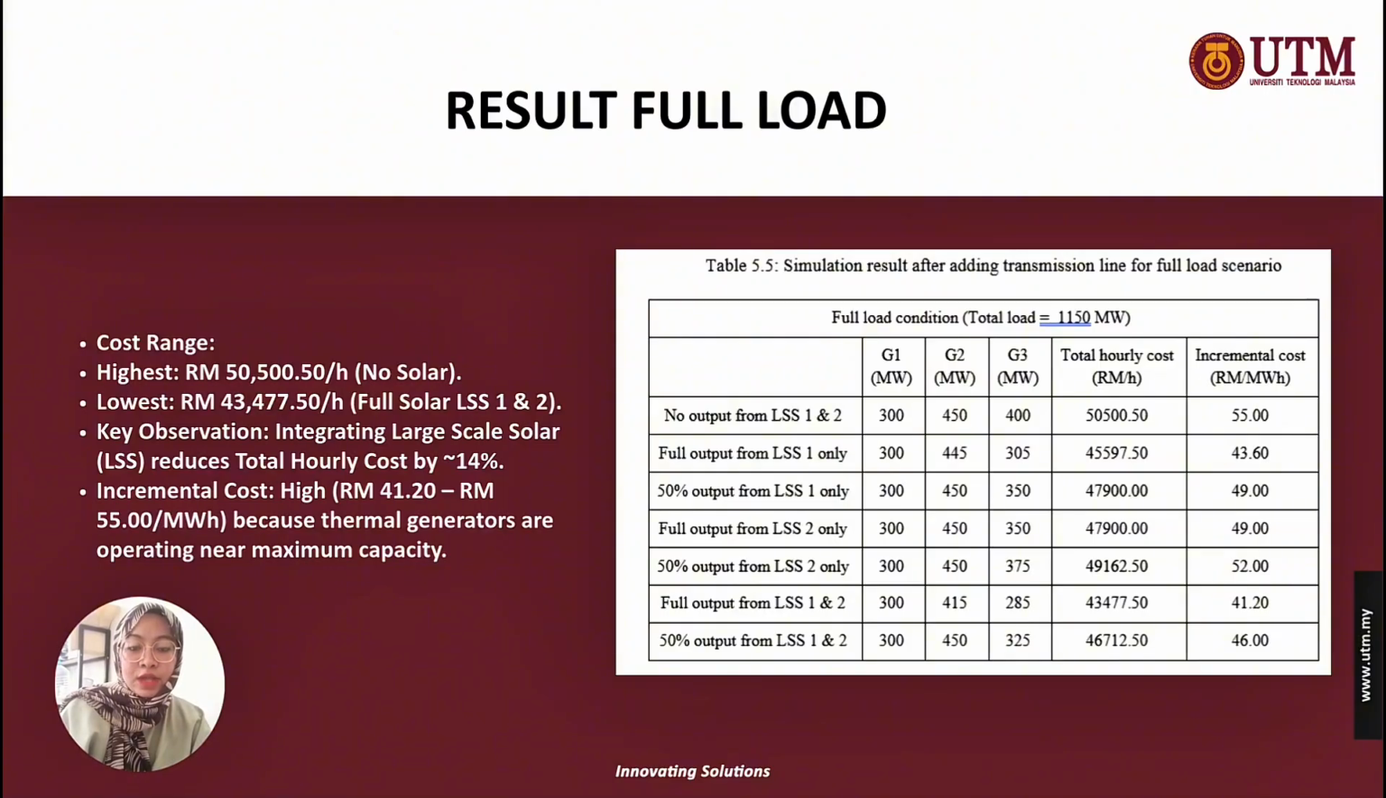However, as we introduce solar energy, moving down the table to the last row where both LSS1 and LSS2 are fully active, the cost drops significantly to 43,000 and 477. So this proves that renewable integration is essential for cost reduction, as it allows us to back down the thermal generation from G1, G2 and G3.